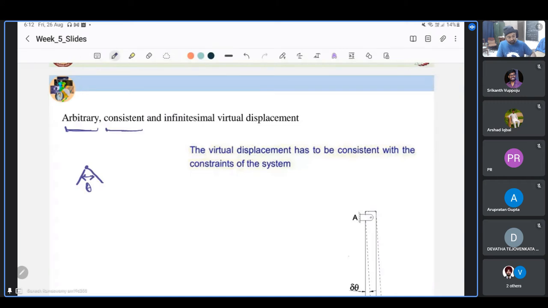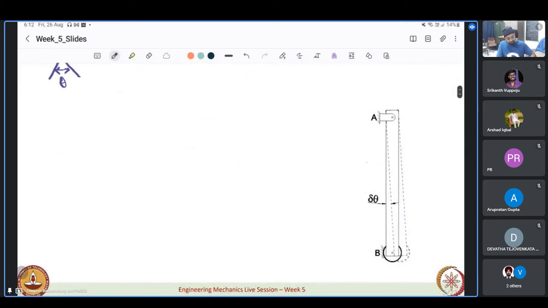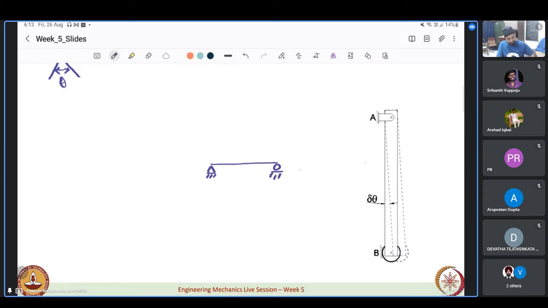Consistent with the constraints of the system. Let us take this example on the right side. We have seen that for a beam which has a hinge and a roller over here and a roller over here, it offers reaction. If we were to draw the free body diagram, we have seen that it offers reaction like that.